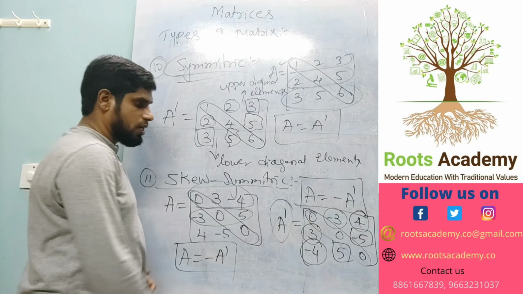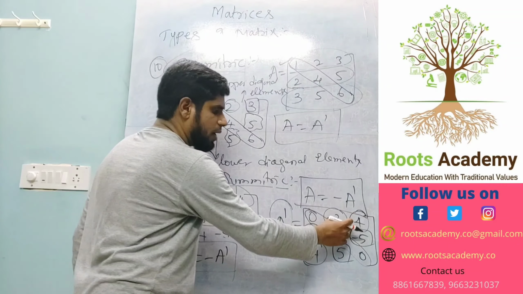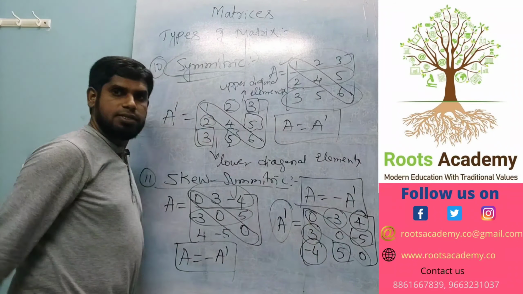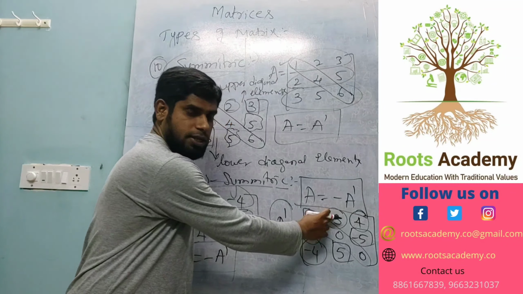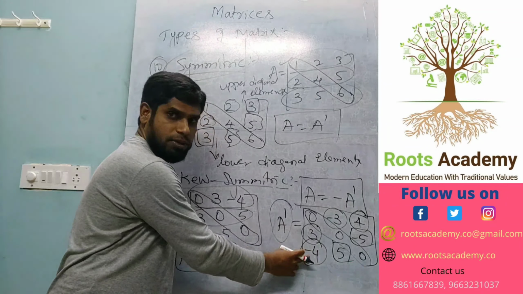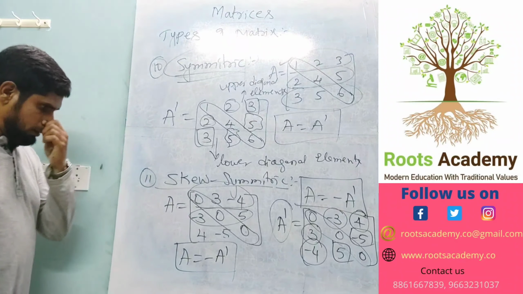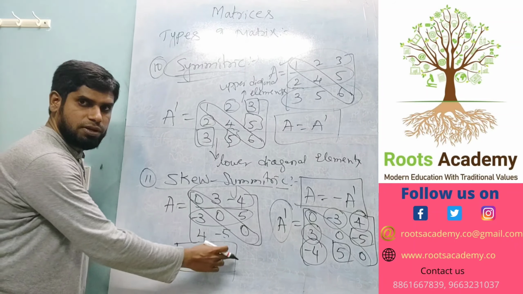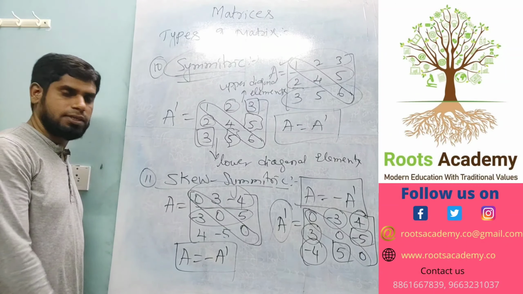So what is the first thing we should check? The principal diagonal elements must be 0, and the upper diagonal elements and lower diagonal elements must be the same with different signs. The first element is 3 and here it is minus 3. It should be like this. If it is minus 4 here, then this should be plus 4. And if this is minus, this is plus. And the exact definition is A equals the negative of its transpose. It's called a skew symmetric matrix.